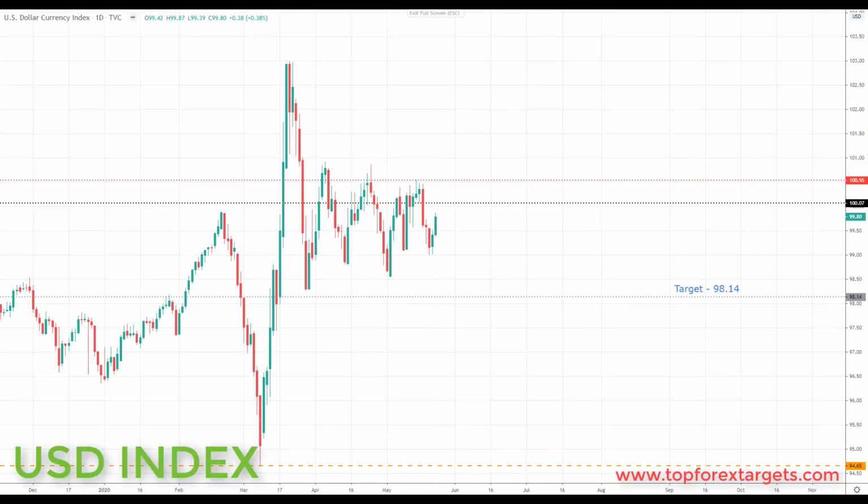As always, we're going to start off by looking at the US dollar index. Now, we're looking at this on a daily chart. We will be looking at the other charts on a 4-hour chart, but we are looking at this on the daily chart so we can fit all of this data in here.